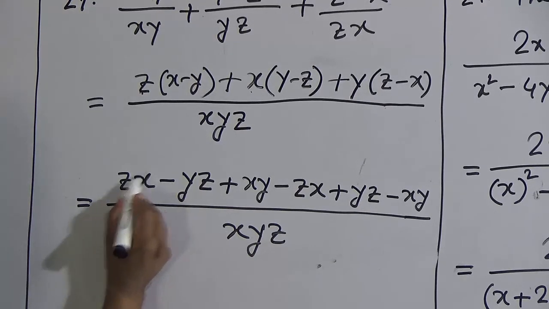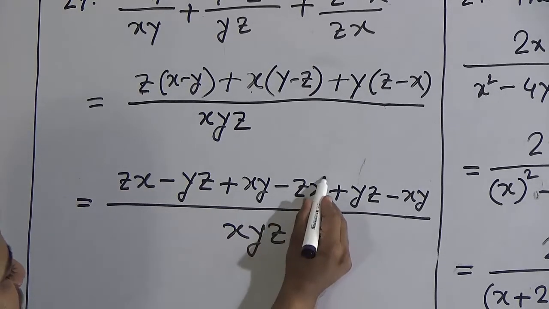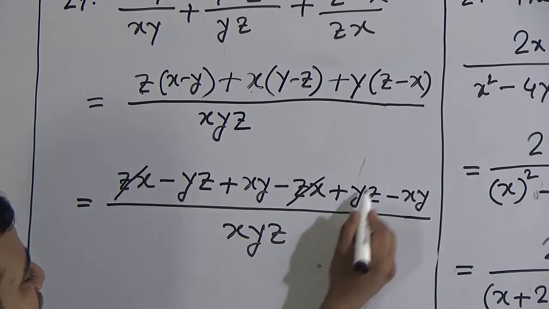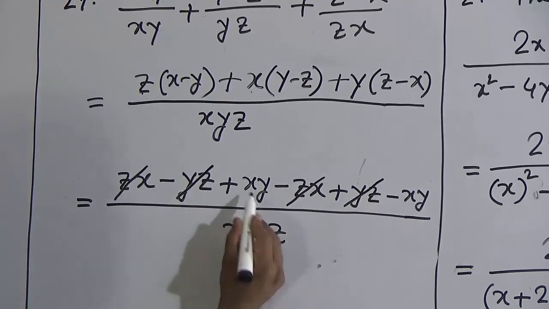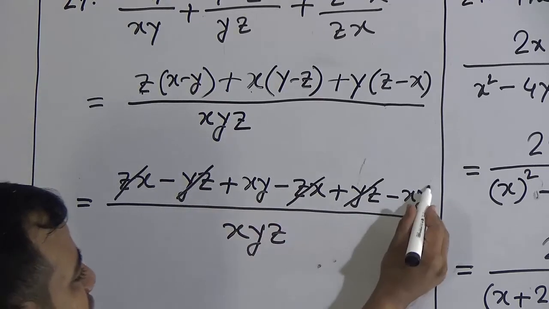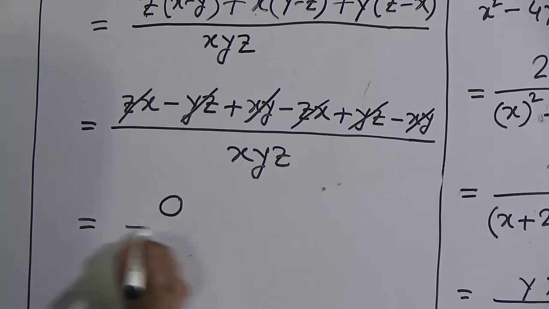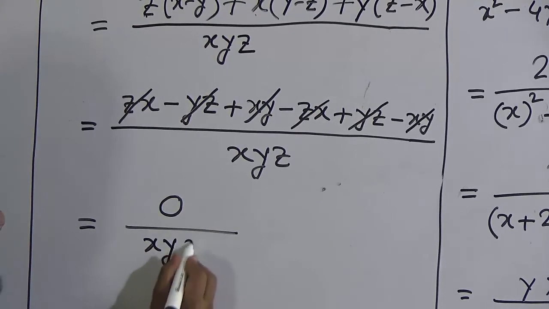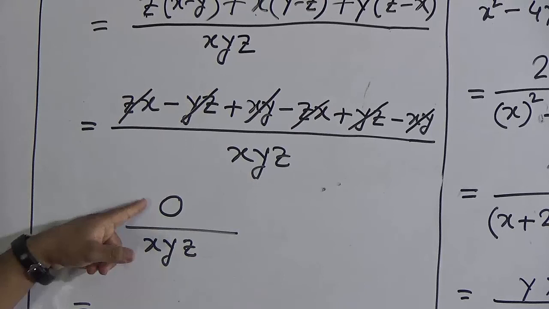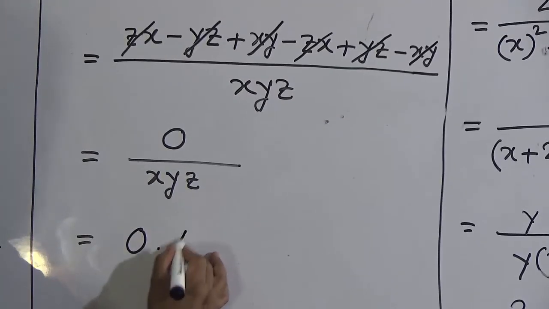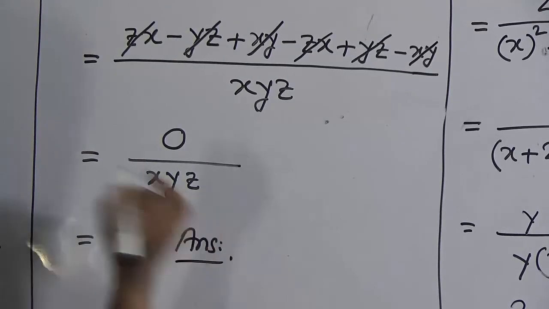Now my dear students, look very carefully. This zx has a plus sign, this zx has a minus sign, so these two can be omitted. Minus yz and plus yz can also be omitted, and xy has a plus sign, xy has a minus sign, so this can also be omitted. Now in the numerator, how much do we have? We have 0 as our numerator divided by xyz. And we know that if we divide 0 by any number, the result will also be 0. That means 0 will be our answer for this simplification.